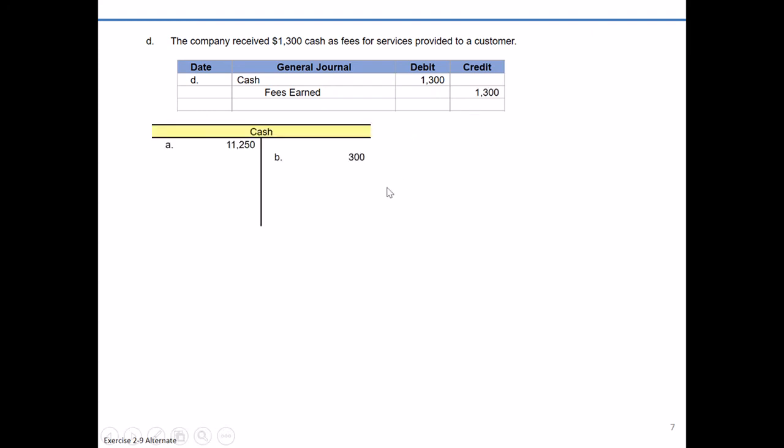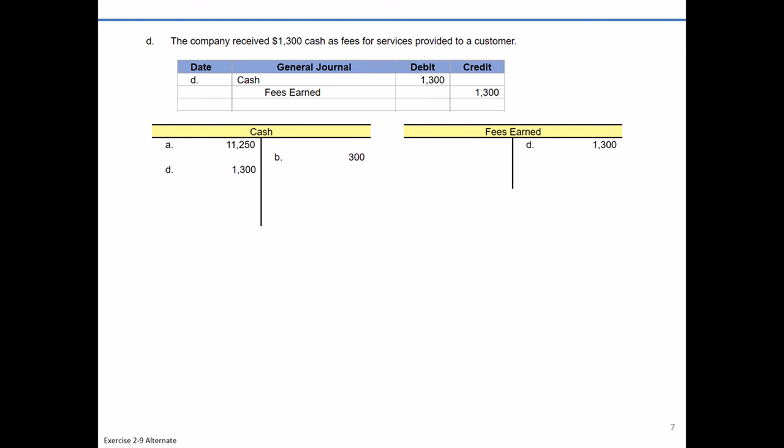So again, let's look at the effect on our T accounts. Cash, we've had a little bit of effect so far. This time we're going to have an additional debit of $1,300 to add in. Fees earned, this is our first transaction affecting it, is going to have a credit on our right-hand side of $1,300. So finally, we've been earning something. We've got some revenue rolling in for this company.